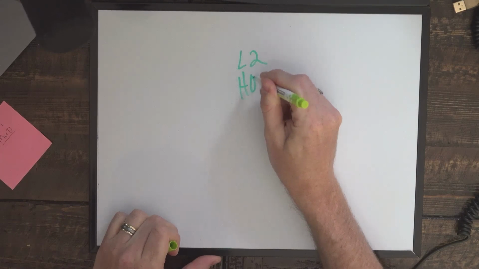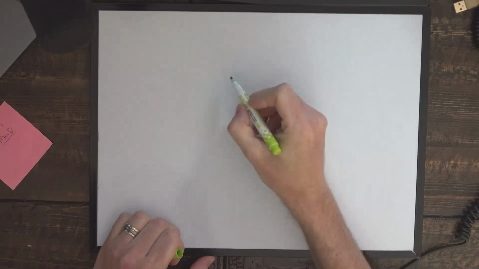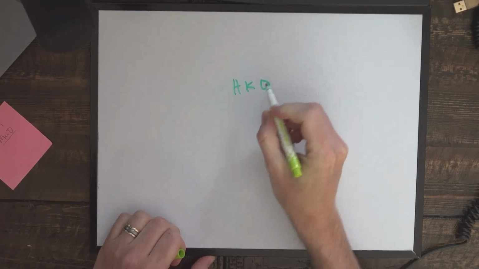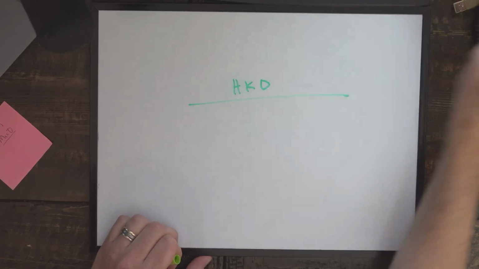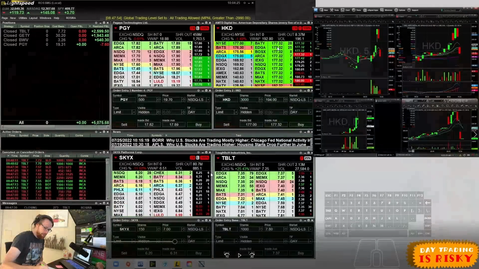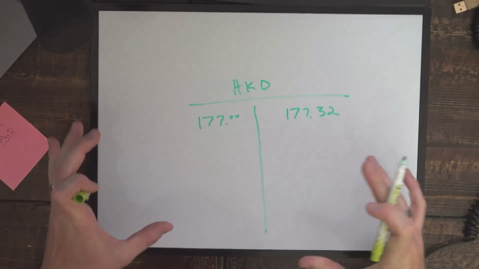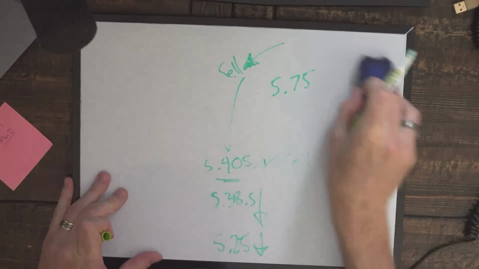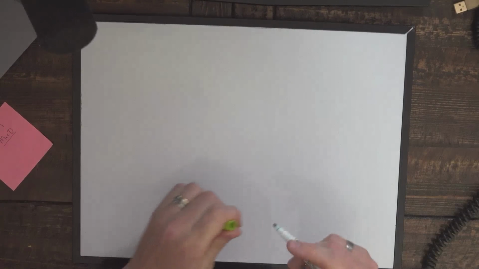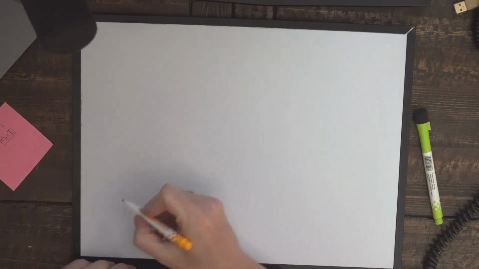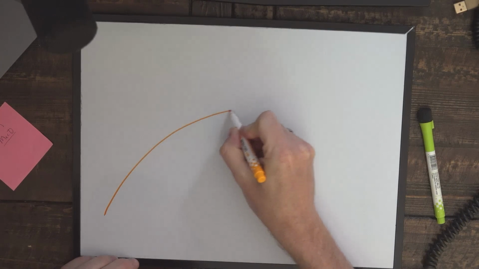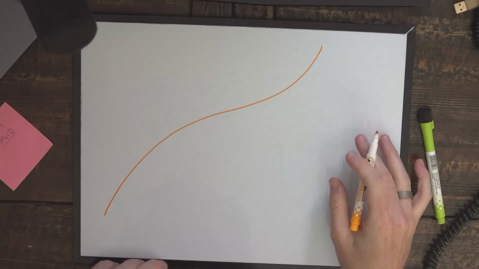HKD. All right, so what's our level 2 on this? We've got 177 on the bid, and then we've got 177.32 on the ask. All right, so what happens when you have a circuit breaker halt? The way these halt levels work is you've got the price of the stock moving up, like this. Let's just say this is a line chart for the price of the stock.